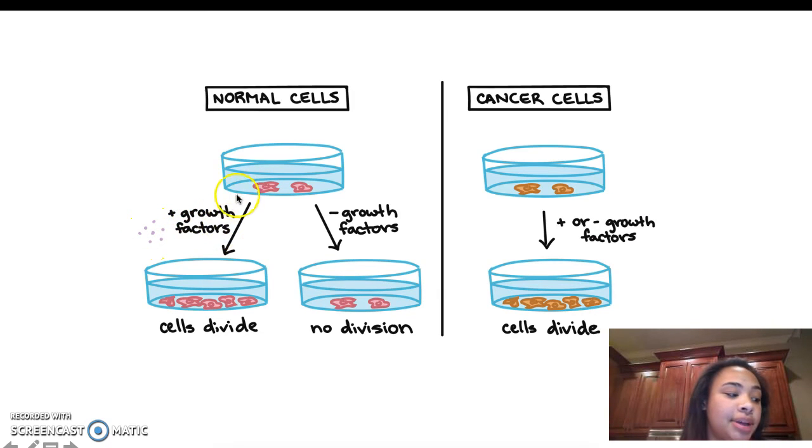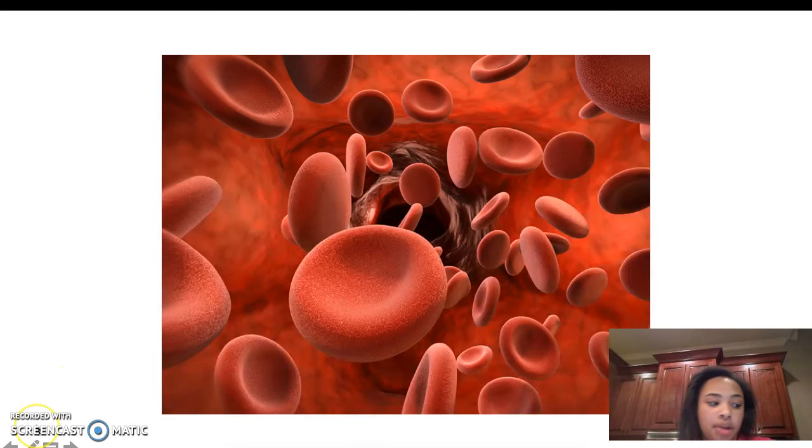And a growth factor basically just controls the timing of the cell. So there are positive growth factors that allow the cell to continue to divide, and then there are negative growth factors that stop the cell from dividing. And so we're going to talk about a positive growth factor right now. It's called PDGF, which stands for platelet-derived growth factor.